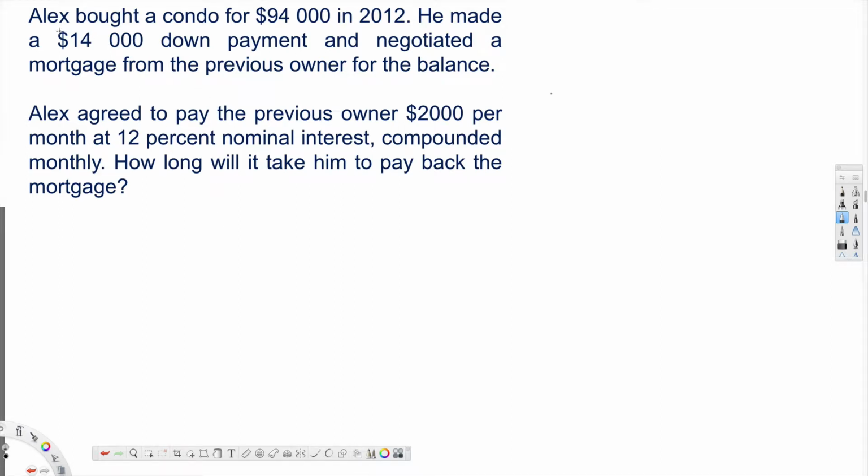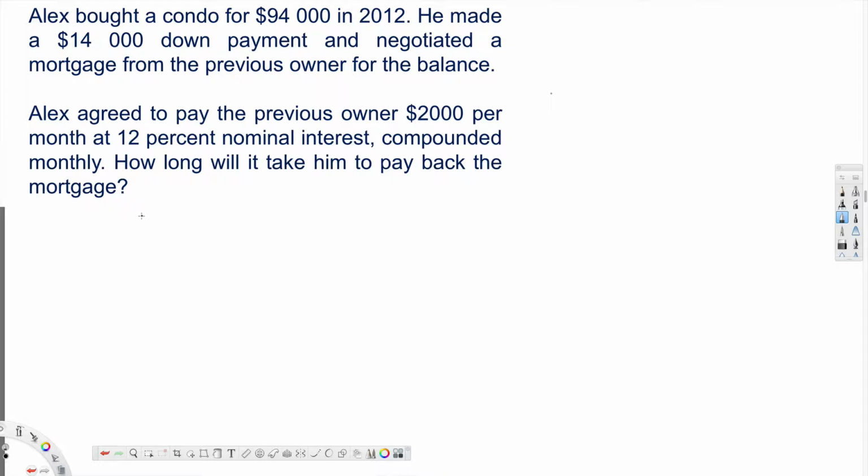Let's look at this problem right here. This question is asking: Alex bought a condo for $94,000 in 2012. He made a $14,000 down payment and negotiated a mortgage from the previous owner for the balance. Alex agreed to pay the previous owner $2,000 per month at 12% nominal interest compounded monthly. How long will it take him to pay back the mortgage?